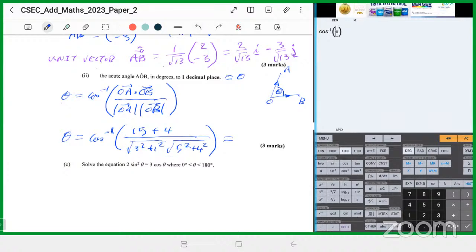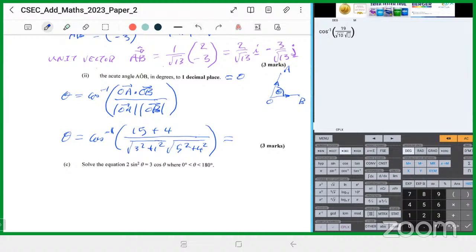And the numerator we have 19, the 15 and the 4 is 19 over. Then this first bracket, this first expression is a square root. All right, and then this is 9. 3 squared is 9 and 1 make 10. So square root of 10 times another square root. And this is 25 and 16.